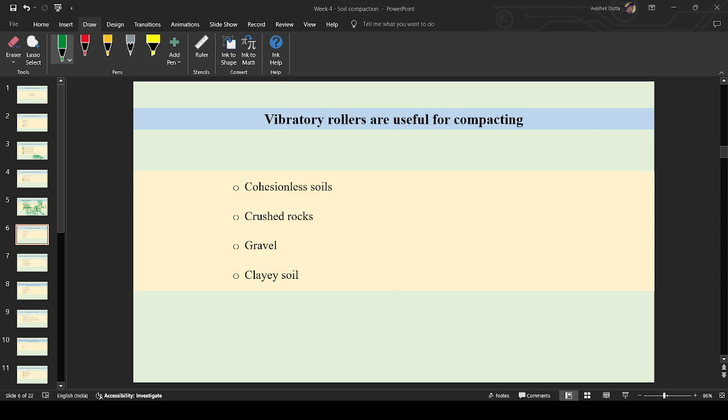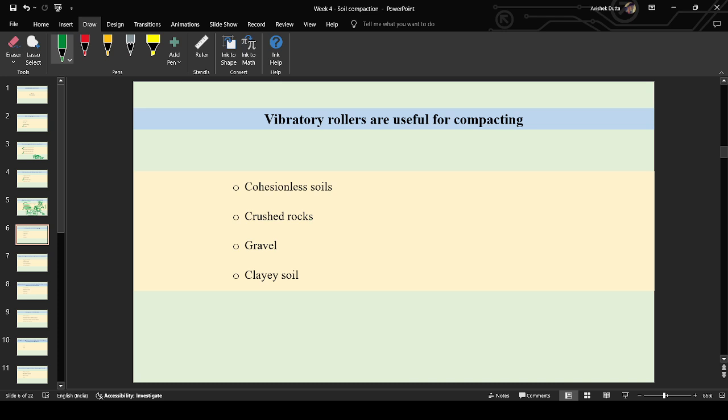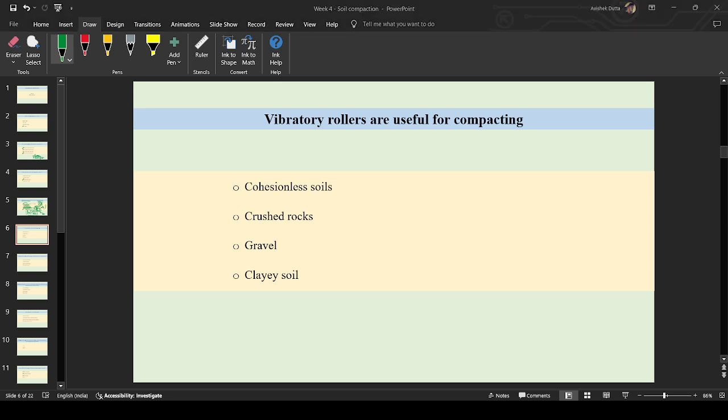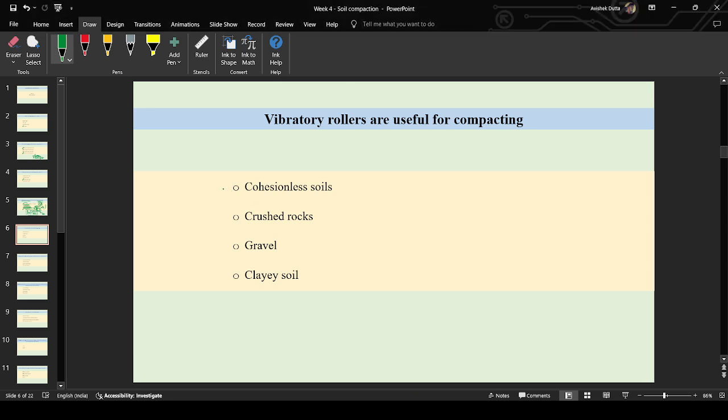Vibratory rollers are useful for compacting. What is the answer? Cohesionless soils. Yes, A, cohesionless soils. So this is the generalized answer that I have told you.